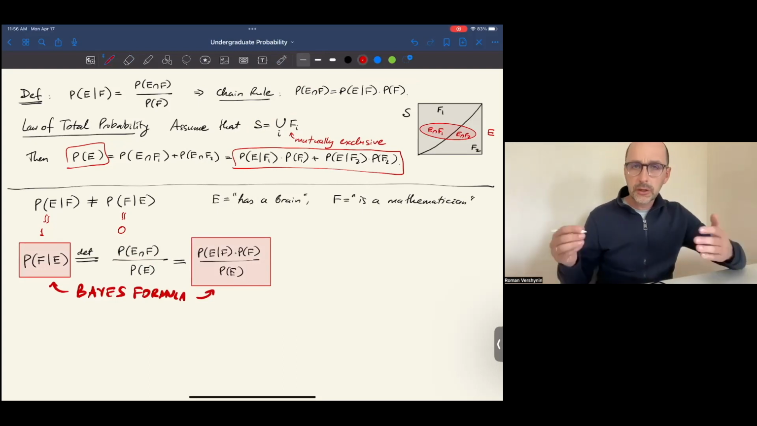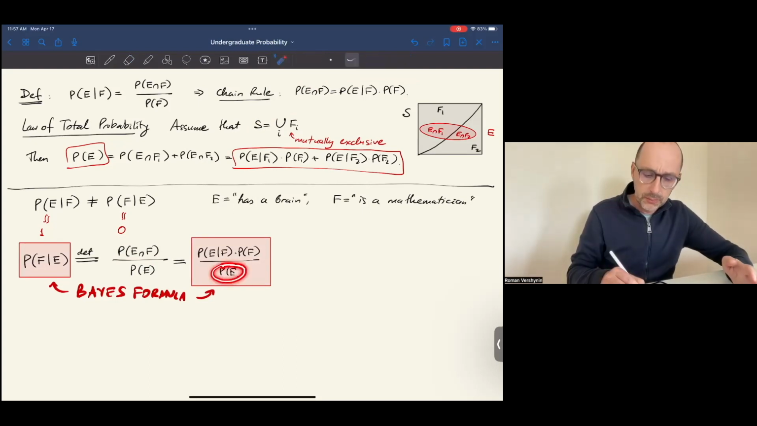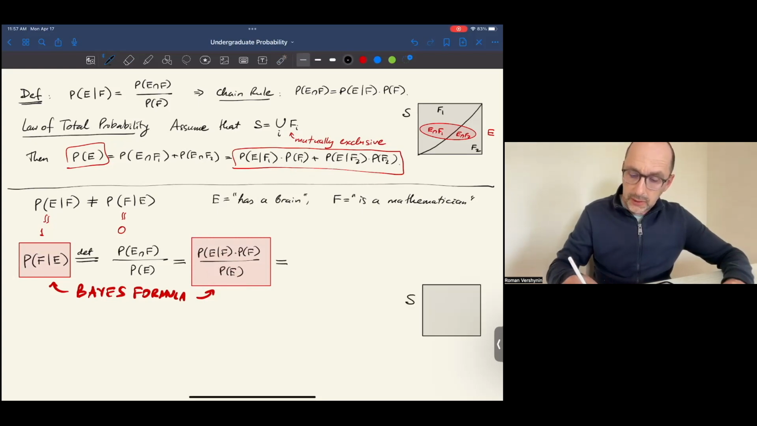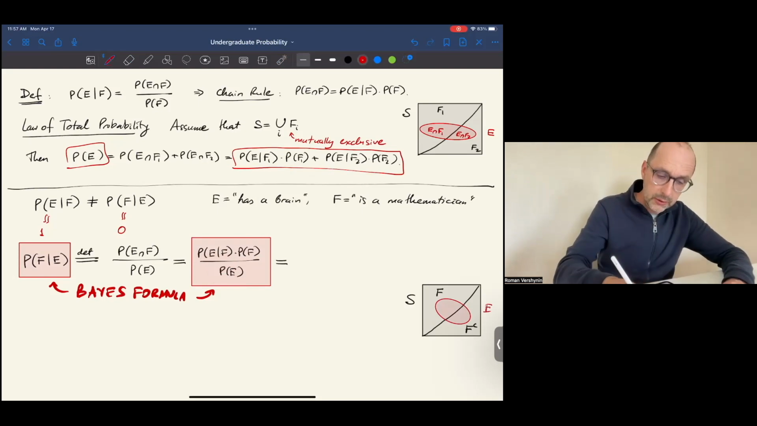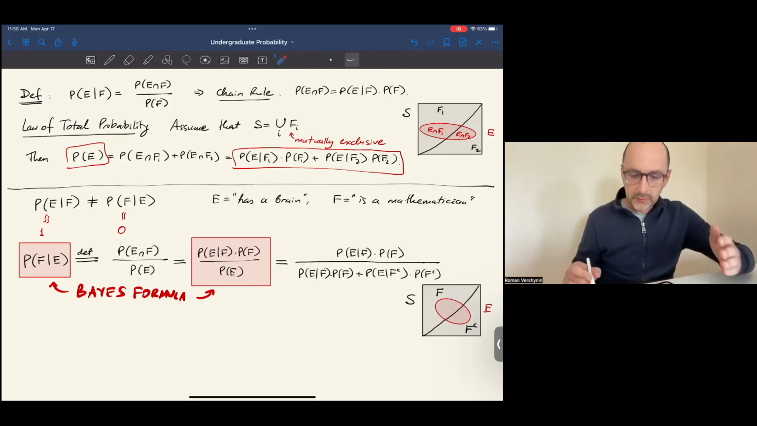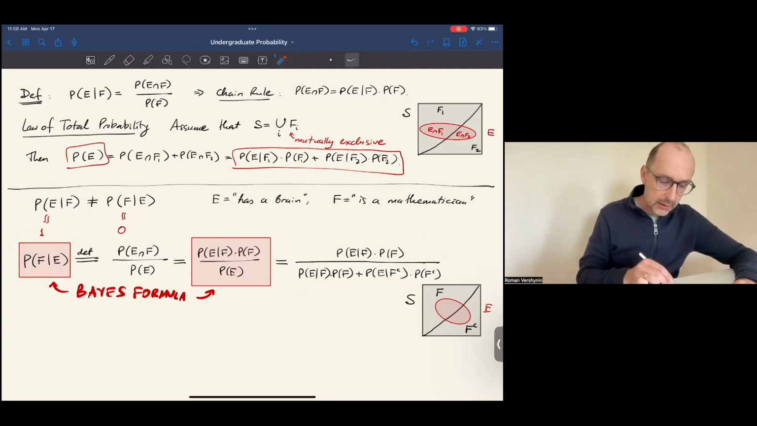To make it more user-friendly, we can further compute P of E in terms of conditional probabilities using the law of total probability. We will look at the decomposition of S into just two events, F and F complement. So the probability of E, according to the law of total probability, is P of E given F P of F plus P of E given F complement P of F complement. Notice how Bayes' formula allows us to swap the conditioning.